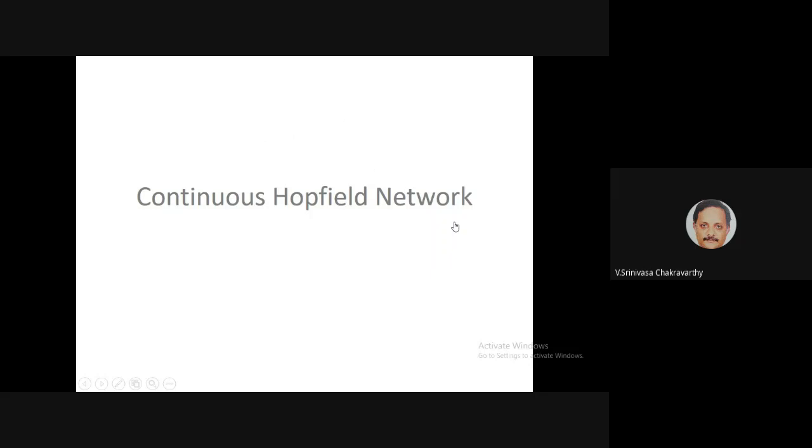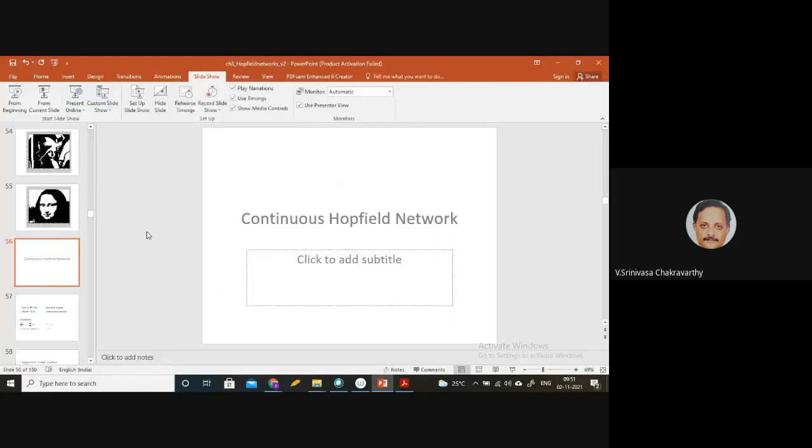Okay, so that's all for today. Next class, I will look at an extension of the Hopfield network called the continuous Hopfield network. With this, we'll be able to make contact with one of the popular theories of how the hippocampus works. So let us stop.